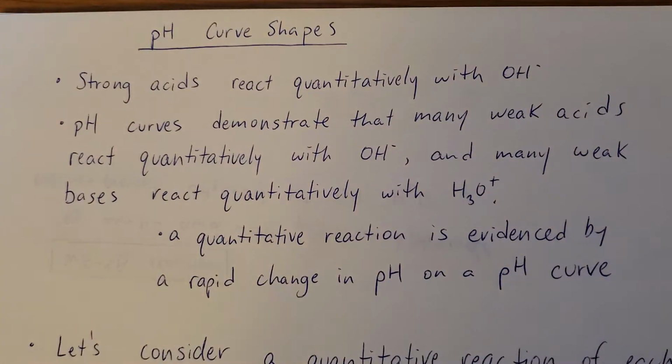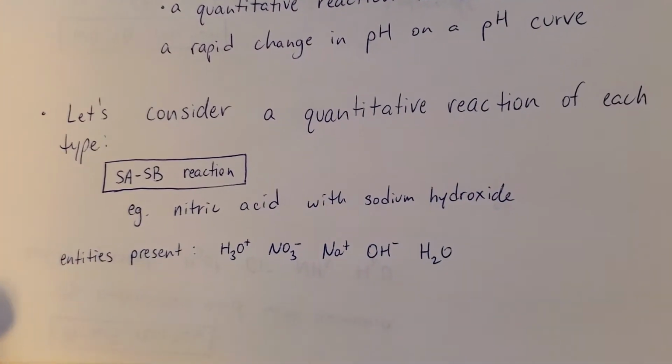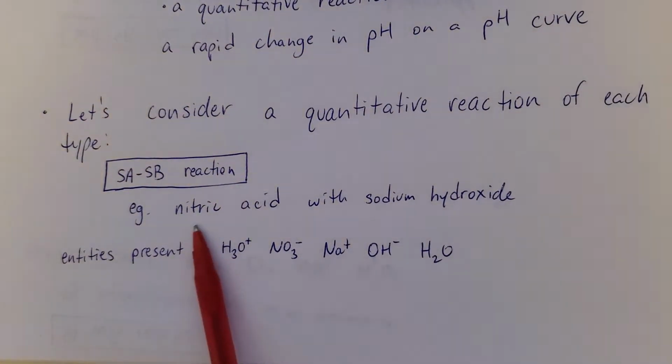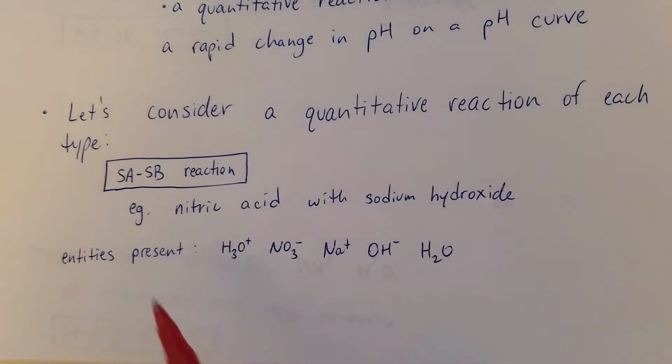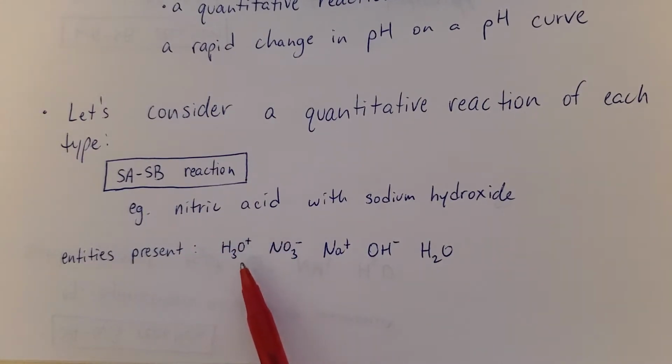Okay, so now I want to talk about the three types of reactions that can lead to a quantitative acid-base reaction. The first one is the simplest one, a strong acid, strong base reaction. As an example, mixing nitric acid with sodium hydroxide, I've gone ahead and written down the entities present. So what we're going to do is predict the acid-base reaction, which we have some experience in doing. Just recall a strong acid ionizes completely with water. So what you actually have in solution is hydronium. Nitric acid also has this nitrate ion kicking around. Sodium hydroxide dissociates into sodium ions and hydroxide ions. It's all taking place in solution.